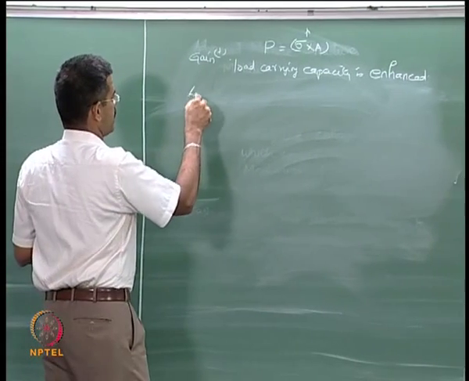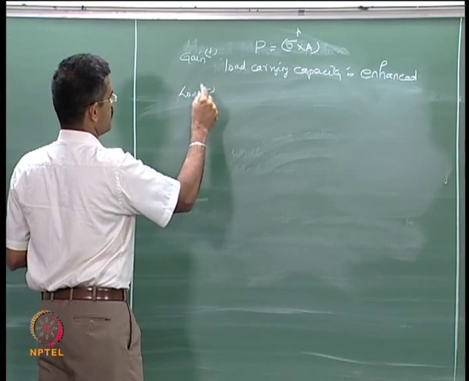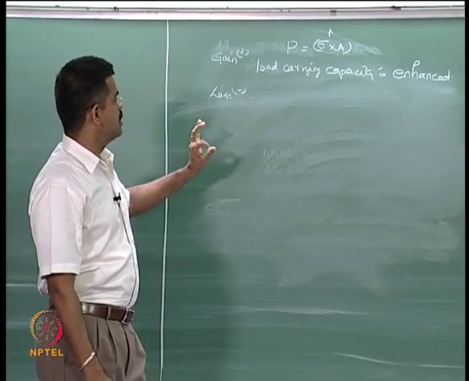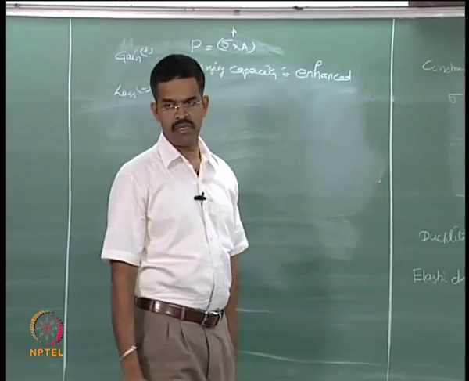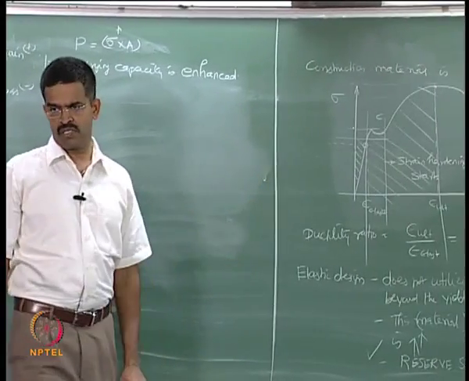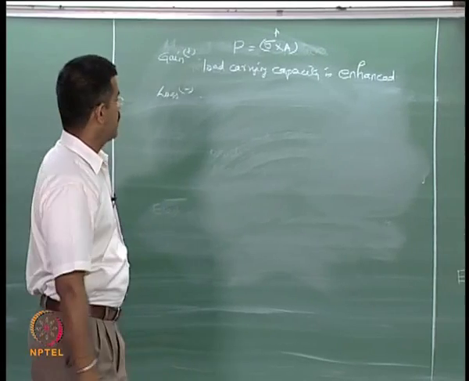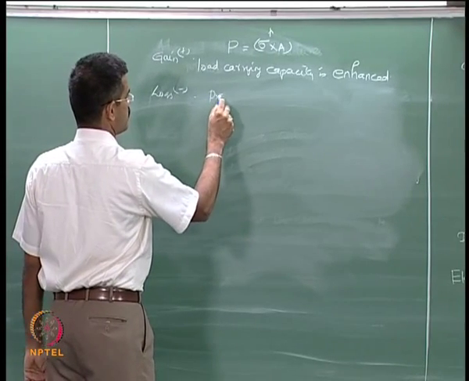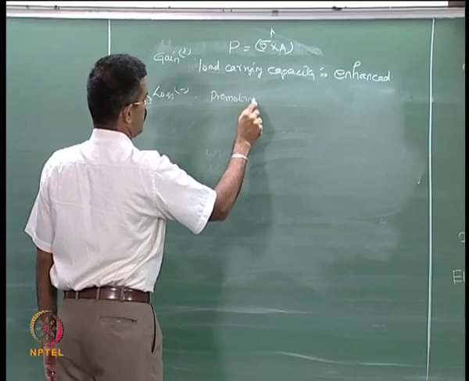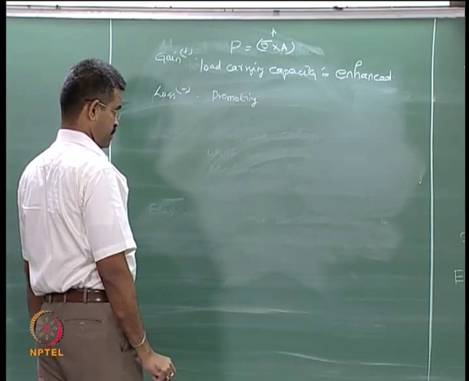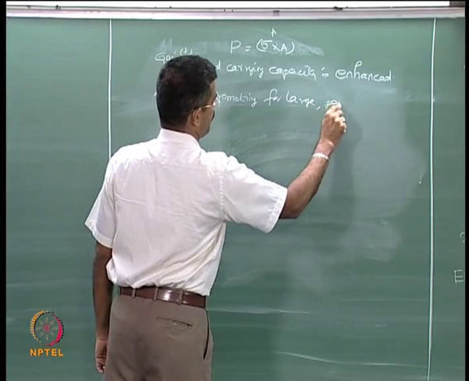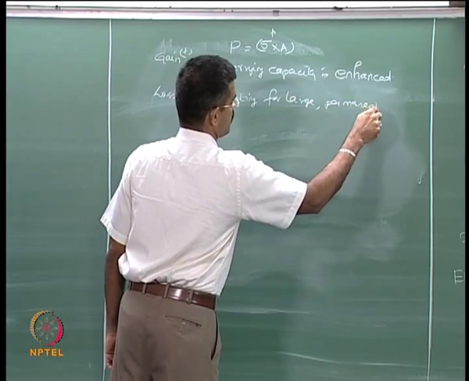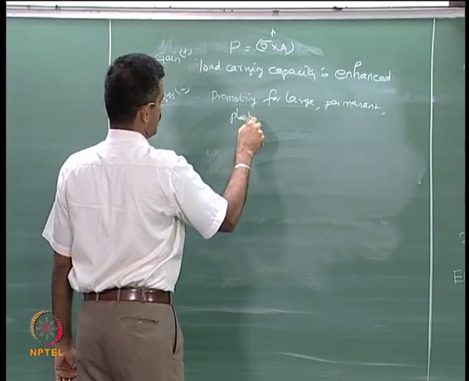What is the loss you get? The most important loss what you will encounter in utilizing the reserve strength of the material beyond first yield point is that you are promoting for large permanent plastic deformation.